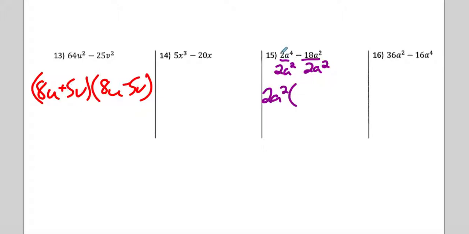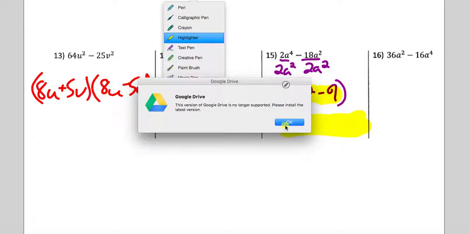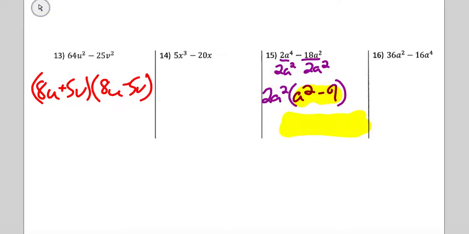What do we have left then? Just a squared for the first term and 9 for the second term. So now we try to continue factoring what's left in the parentheses. Can't we square root both of those two terms that are being subtracted? So this is just like the problems up in front. It's just that we have a GCF in front of it that we keep on bringing along.